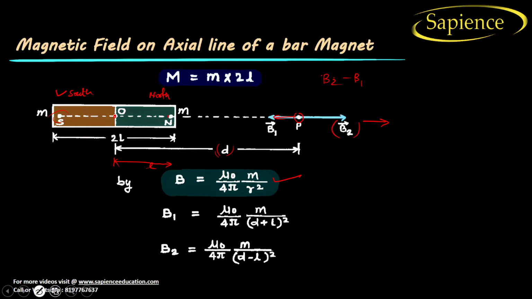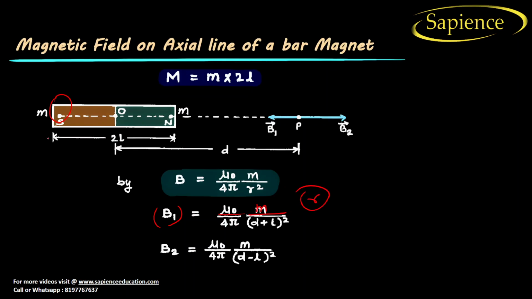Now how do you find B1 and B2 separately? Let us say B1 is the magnetic field due to the south pole. We have the formula mu naught by 4 pi into m, where m is the magnetic pole strength, and r is the total distance. The whole distance was d, and this distance is also L because it is half of the magnet. So it is d plus L, and we can put r as d plus L whole square. So finally we have got the magnetic field B1, and it has a magnitude in this direction.